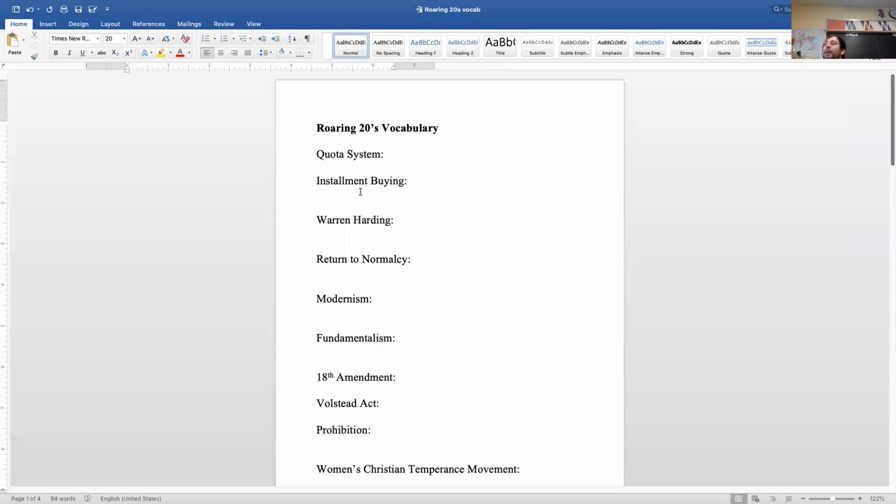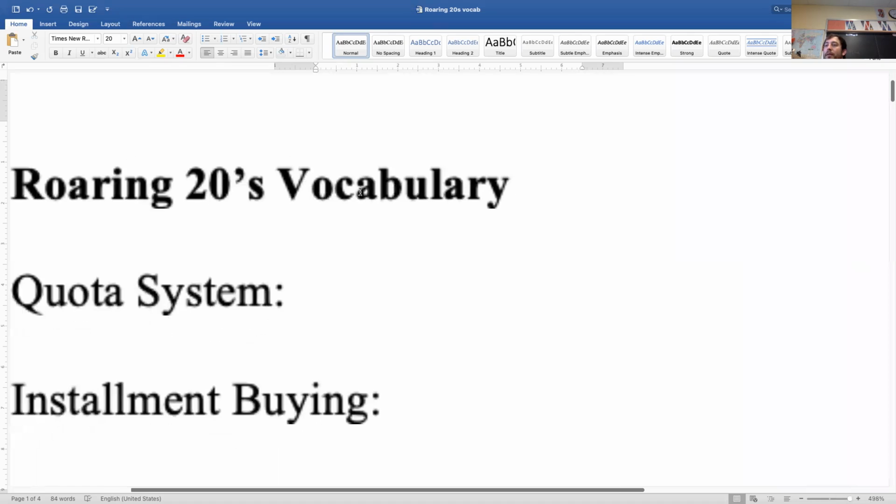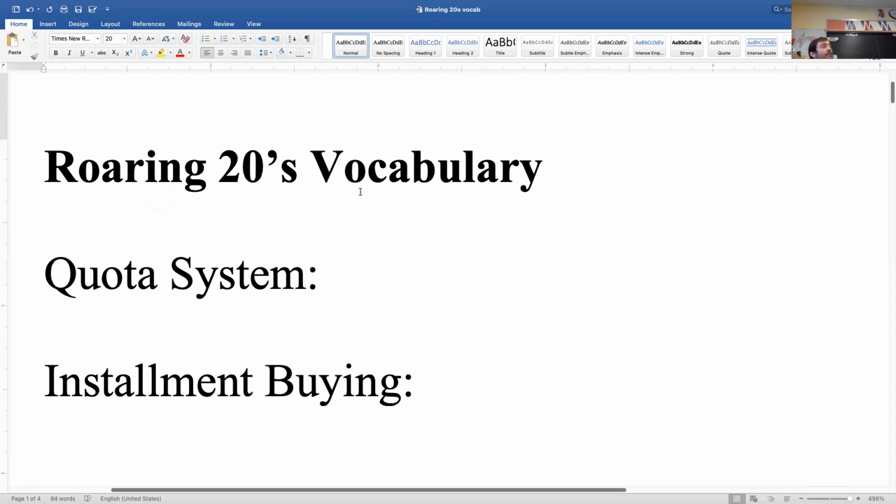All right, I just wanted to talk about the quota system and installment buying here at the top, these two terms. I didn't get to mention them at the start of the chapter. That's my fault. But those are two terms I want you to know because they will be on the test. So installment buying, or installment purchasing.